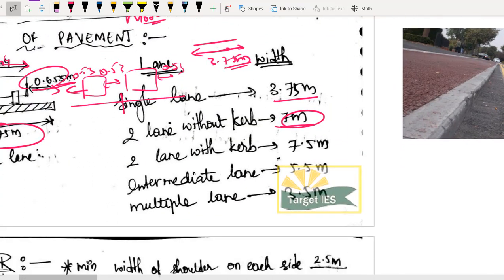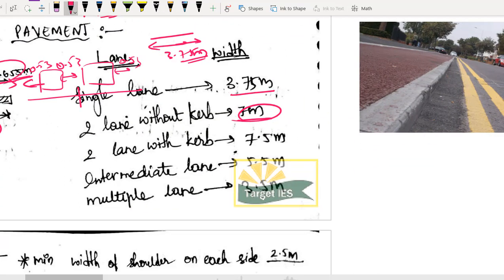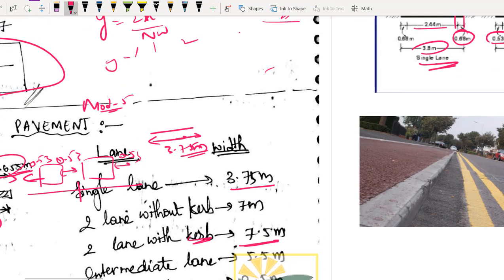If you are adding with respect to curb, two lane, but you are adding curb also, then you will be getting 7.5 meter. Curb यानी कुछ भी नहीं. If you are taking a footpath, let us say this is your footpath. Just beside footpath, you will be having a stone like this, right? This is called as curbstone, ठीक है?